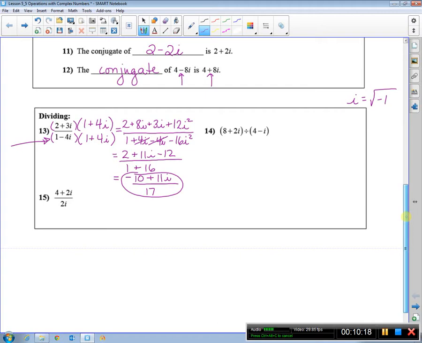For number 14, let's start by setting this up as a fraction. 8 plus 2i over 4 minus i. Don't even think about reducing here because we have addition and subtraction, so no chopping. We're going to multiply the top and the bottom by the conjugate of 4 minus i. If you look back at chapter 3, rationalizing the denominator, you'll see we did the same thing with radicals.